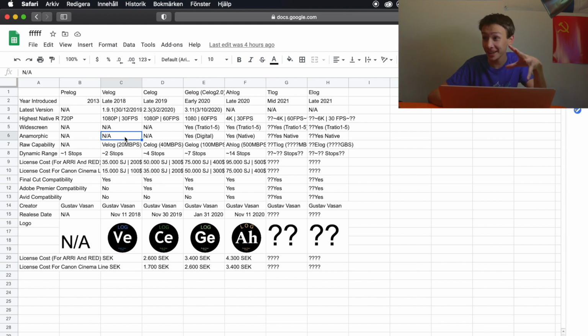This was our first product. The raw codec was AhLog, of course, at 20 megabits per second, which is actually a smaller bitrate than some basic cameras offer, which is insane. Yeah, this was pretty groundbreaking.